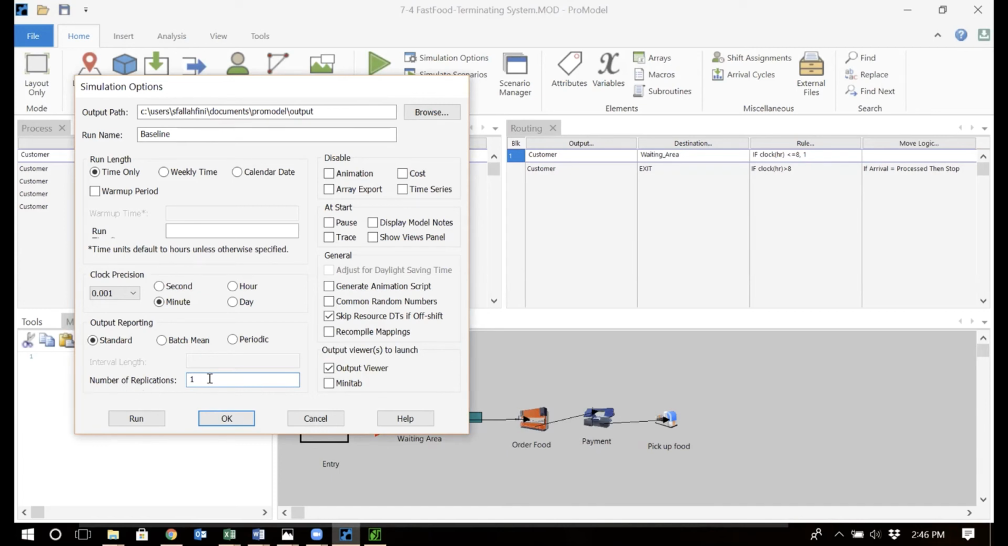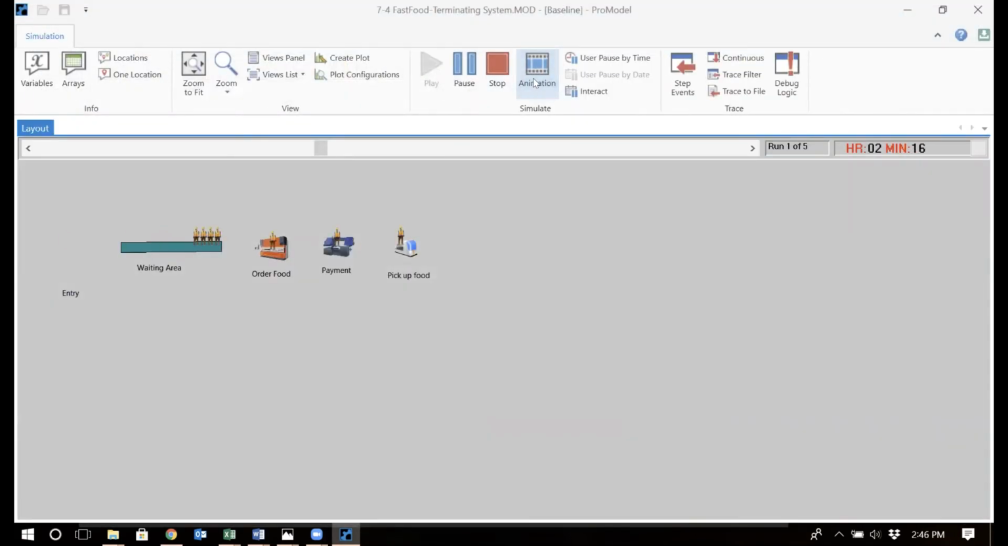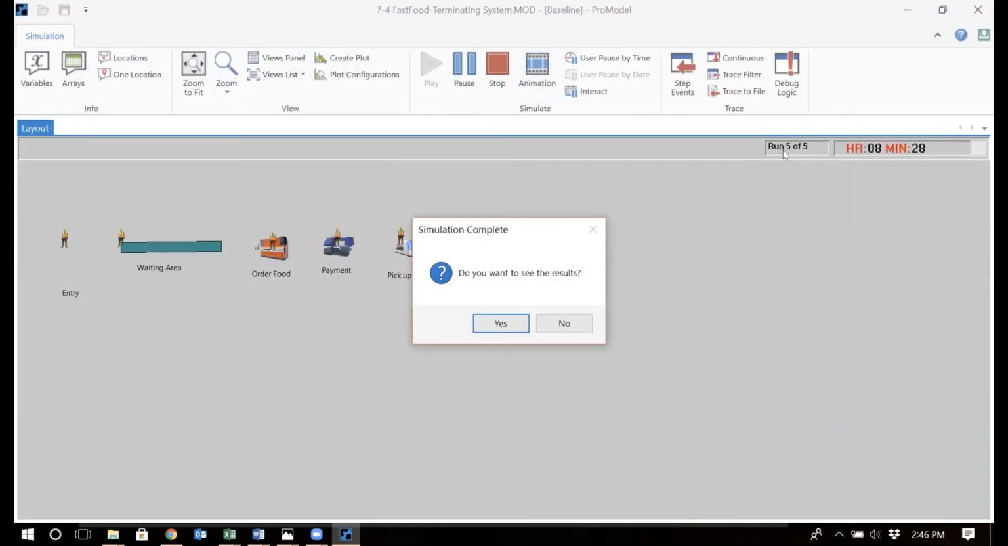So for now, let's run the simulation for 5 replications. Let's pick the replication as 5 and run it. And you see here, I see number of replications, run 5 of 5. For example, in the last replication, the system had to work 8 hours, 28 minutes till finally everyone is out.